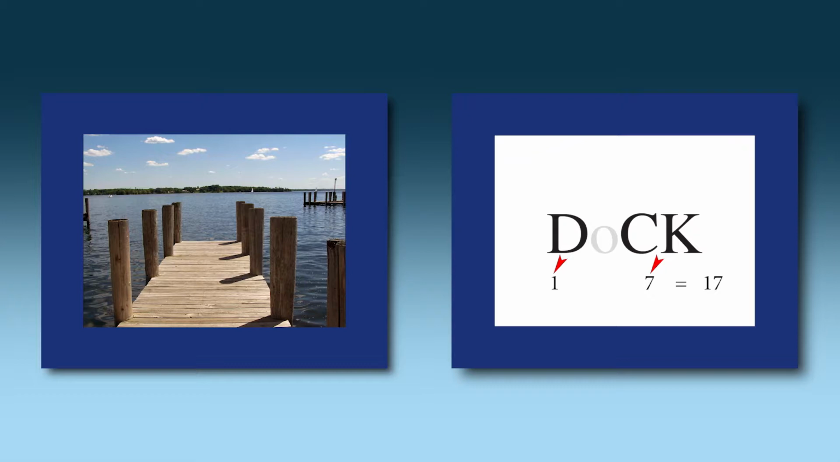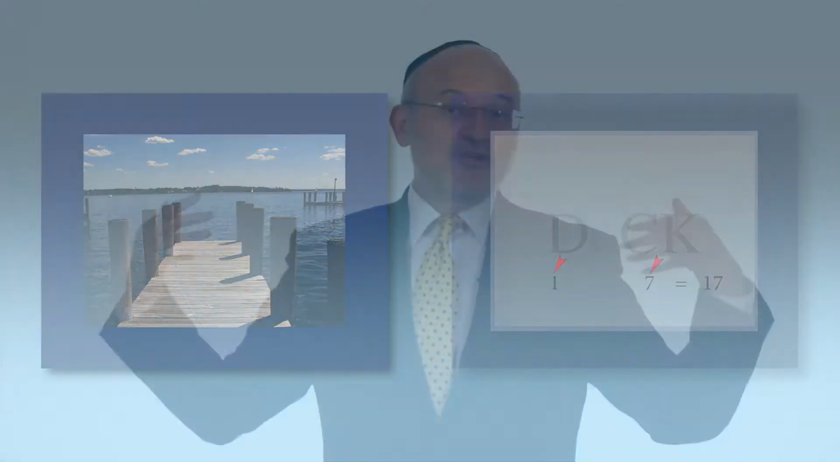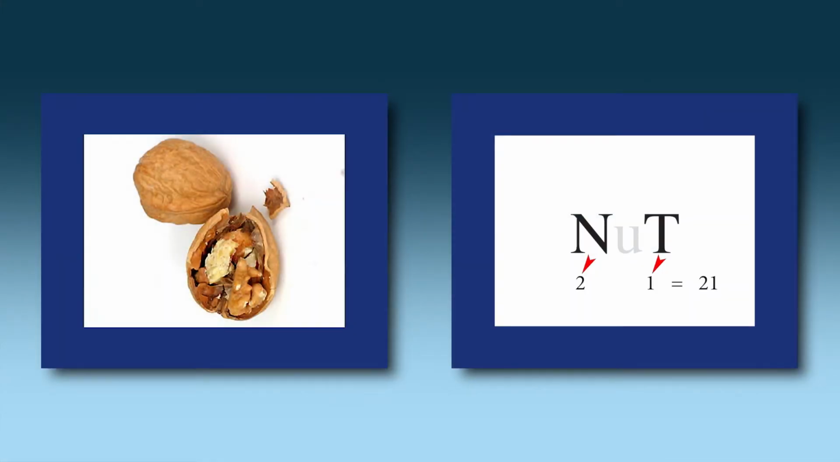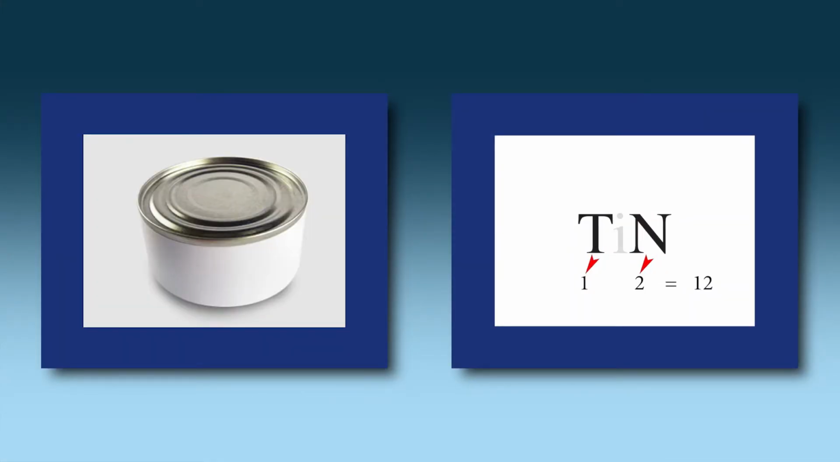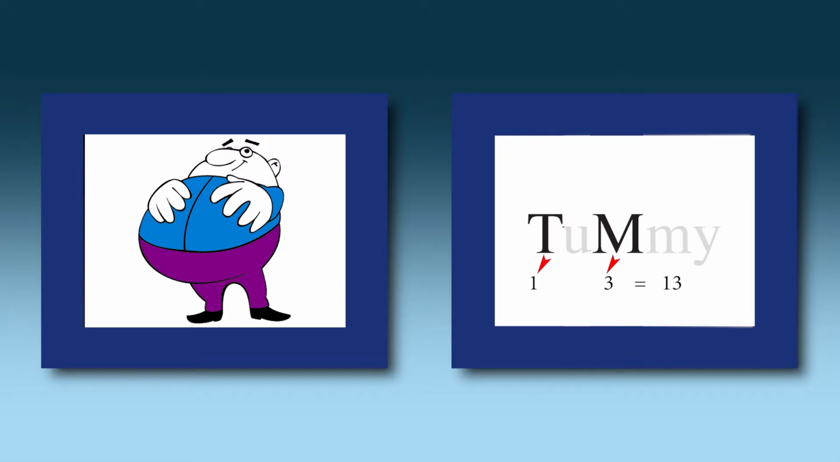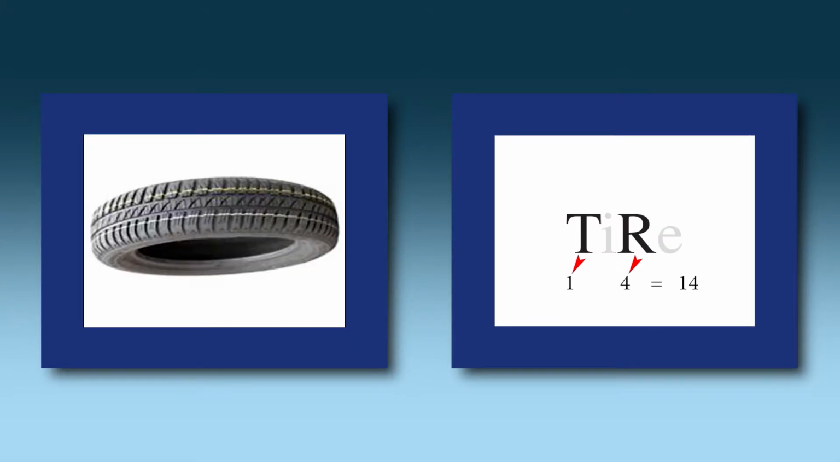Please don't get overwhelmed by this. It's actually much more simple than it sounds. I'm going through this fairly fast for the sake of you getting it all in one shot. But really, with the children, you just introduce them to 2 or 3 letters at a time and then play with the material so that they start to get it straight away. Use the picture nut for 21, picture for tin for 12. Use the picture for tummy for 13. Use the picture for tire, T-I-R-E, for 14.